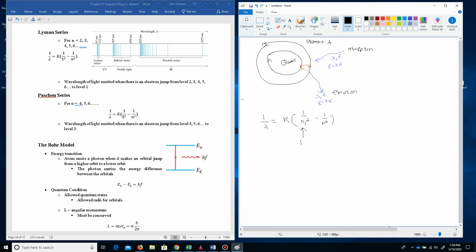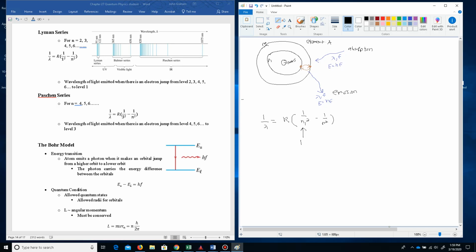The Paschen series uses a 3. Level 3 is your final level. And we see that these wavelengths fall within the IR spectrum. So each one of these has a different region, which is kind of interesting how they separate out like that.